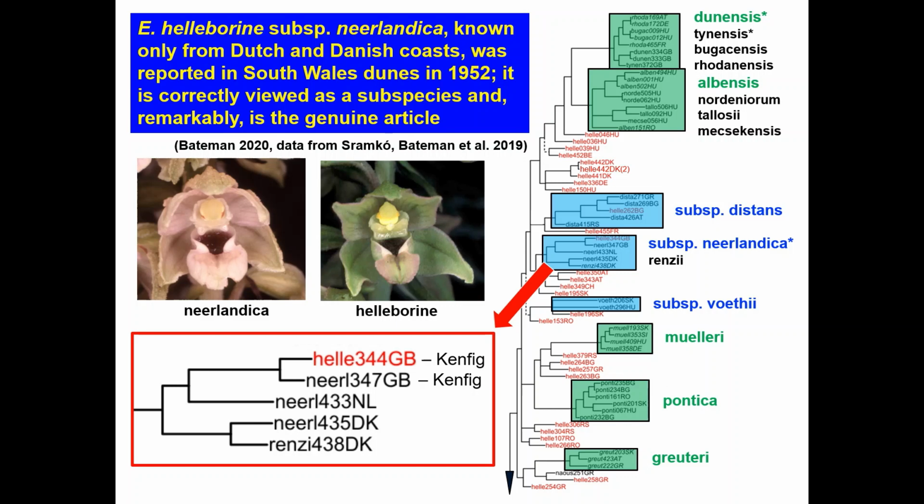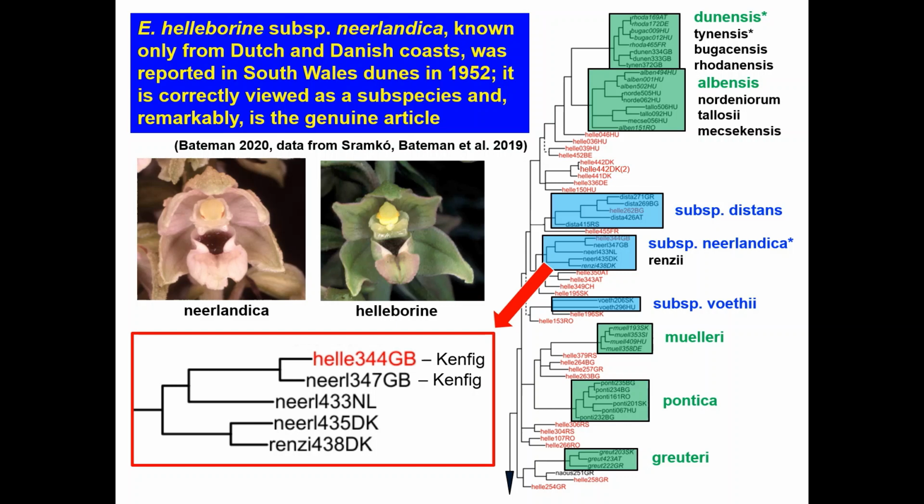But what's really interesting is, yes, the Kenfig plants really are very closely genetically similar to the Dutch and Danish plants. And it seems likely that in the relatively recent past, seed has been carried in airborne currents from the Dutch or Danish coastlines to Kenfig. Based on this evidence, it's probably from the Dutch coastline rather than the Danish coastline, because the Dutch plant is more similar to the British plants.